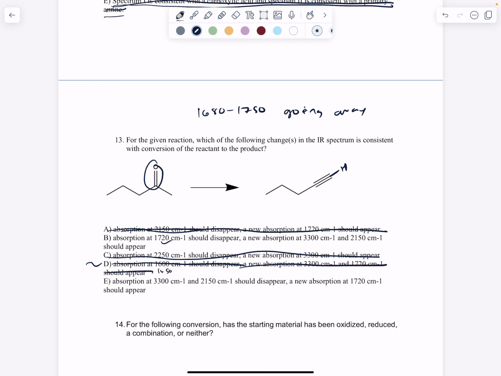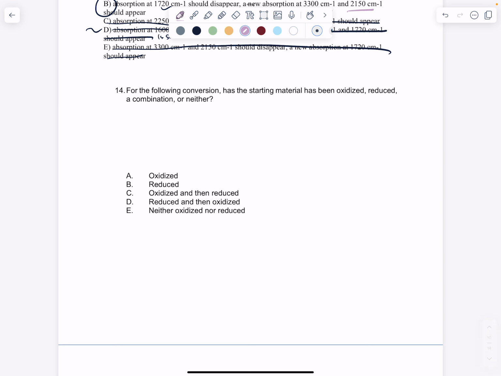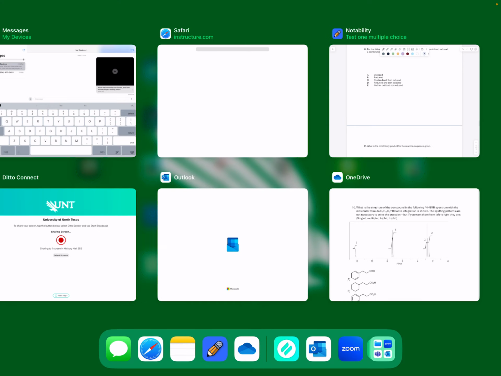And then absorption at this one would disappear. So if you just knew that this one was going to disappear, you should be able to narrow it down to B. But just in case, we'll see if this one was around 3300 and this one was around 2000. And that is both present here, this one and this one. So if you just knew that the carbonyl was going to disappear, you should have been able to get this question right.